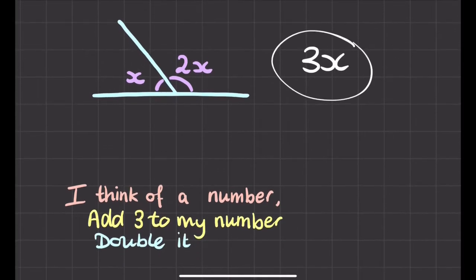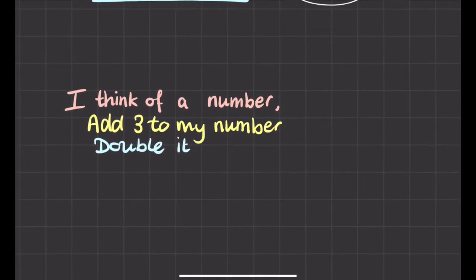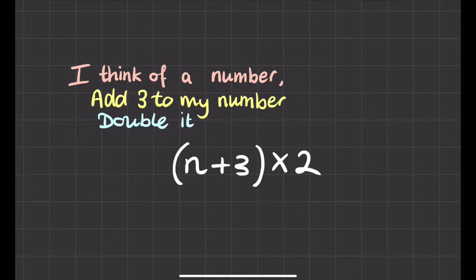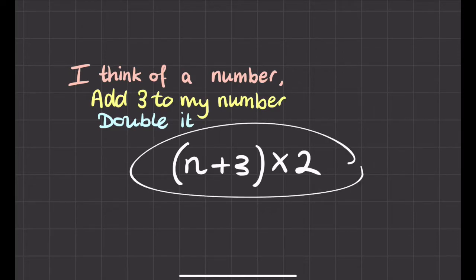I could do another example of forming an expression. So I could say, I think of a number, add 3 to my number, and then double it. So I think of a number, let's call it n. I add 3 to my number, so I add 3. And then I have to double it, so I have to do all of this and then I need to double it, so I have to times it by 2. And this would be an expression for whatever the answer is.